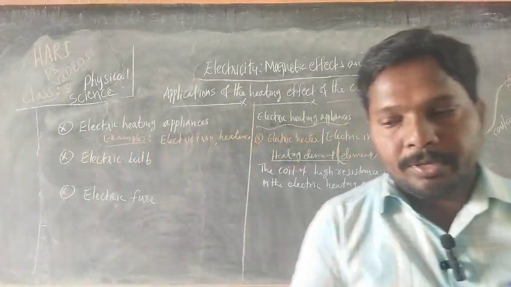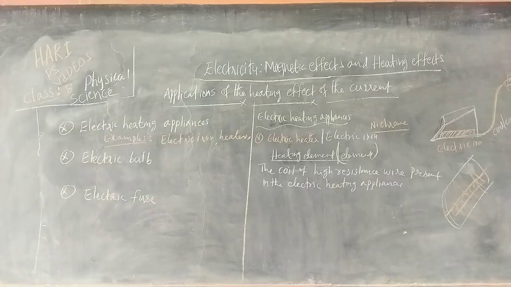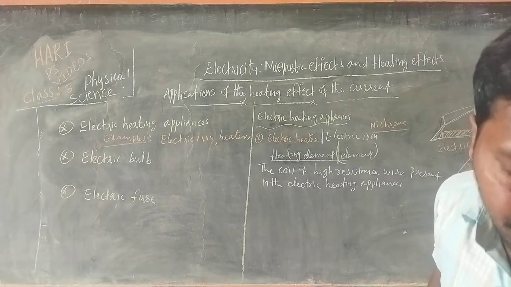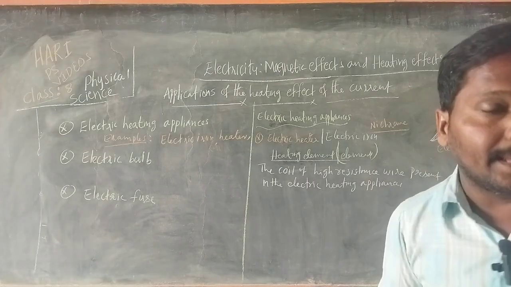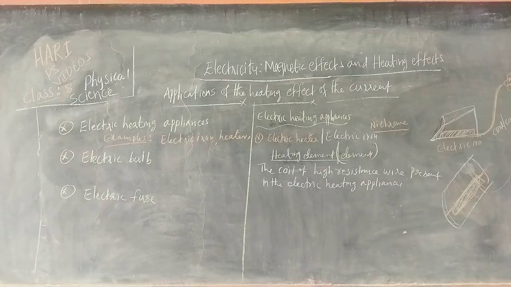So the electric room heater contains an electric element, that is the heating element. It should be connected to a cable, right? It is visible outside. So this is one of the applications of the heating effect of electric current, that is electric heating appliances.